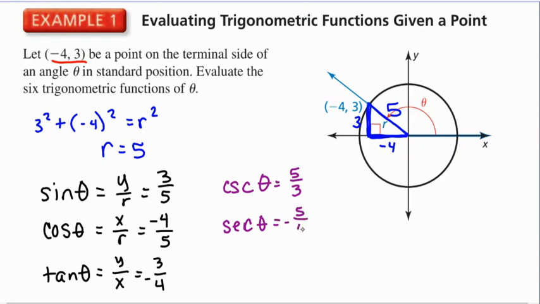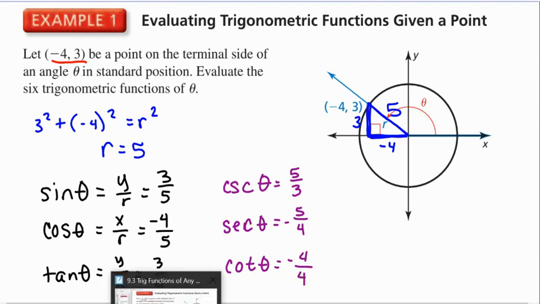5 over negative 4. And then cotangent is the reciprocal of tangent, which is going to be the reciprocal of 3 over negative 4. Negative 4 over 3. And those are your 6 trig functions for an angle that is in standard position and passes through the point negative 4, 3.